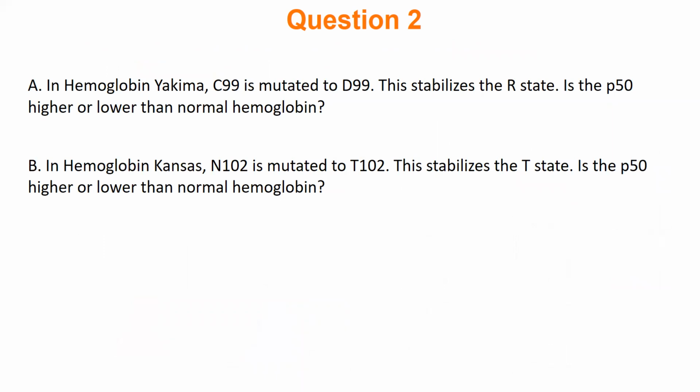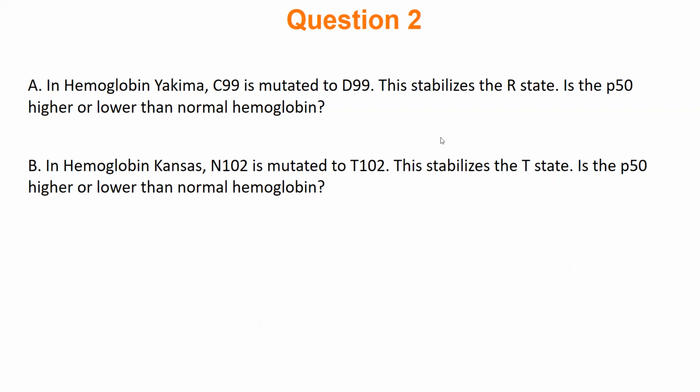So this one, actually, I have a poll for. All right. So here's to test our understanding of the R and T states. There are a ton of known mutations for hemoglobin. So here's Yakima and Kansas. In Yakima, C99 is mutated to a D. This stabilizes the R state. So is P50 higher or lower than normal hemoglobin? And in Kansas, you stabilize the T state because you mutate an N to a T. So is P50 higher or lower than normal hemoglobin?